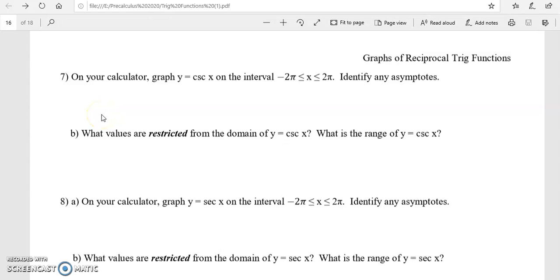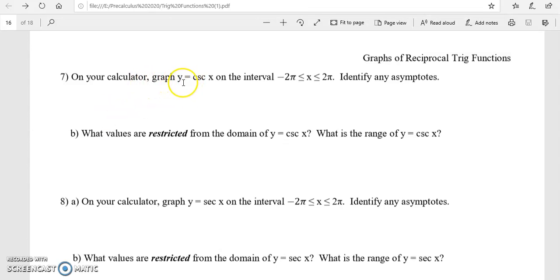Next, we're going to look at the graphs of reciprocal trig functions. So y equals cosecant of x, y equals secant of x, and y equals cotangent of x. And remember that reciprocal trig functions are just flipping the original trig function.